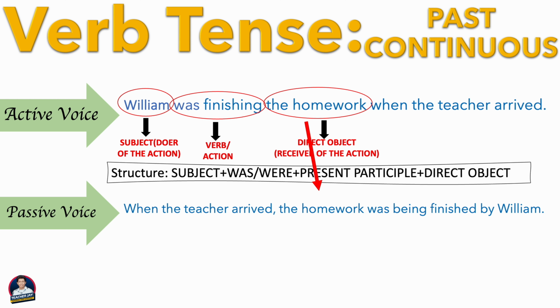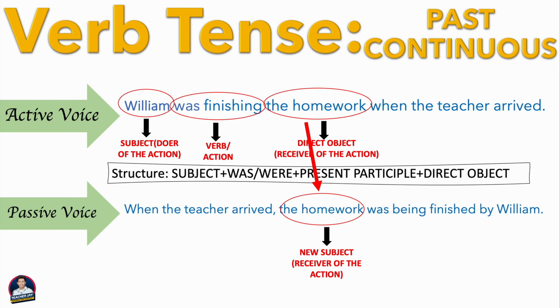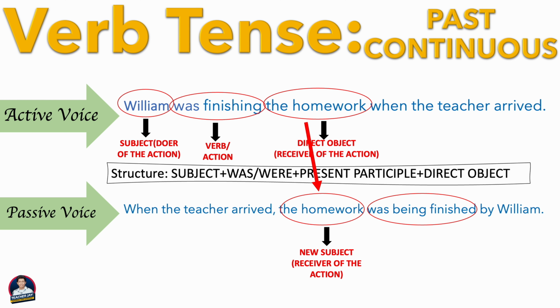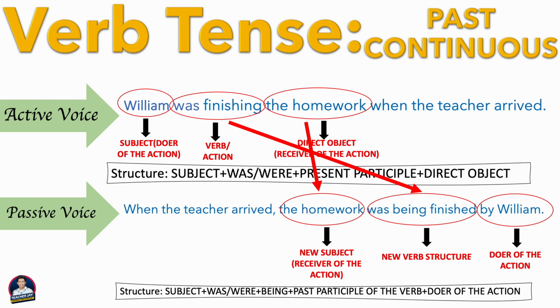In this example, we have the new subject, which is the homework, whose role is just to receive the action, which is was being finished. And it is also a new structure from was finishing to was being finished. And then the doer of the action by William. This example uses the structure subject plus was or were, depending on your subject, whether it's singular or plural, the word being plus the past participle form of the verb finished, and then the doer of the action.